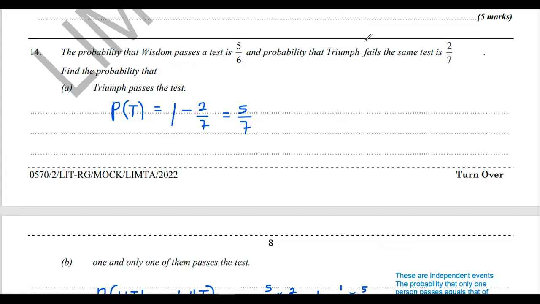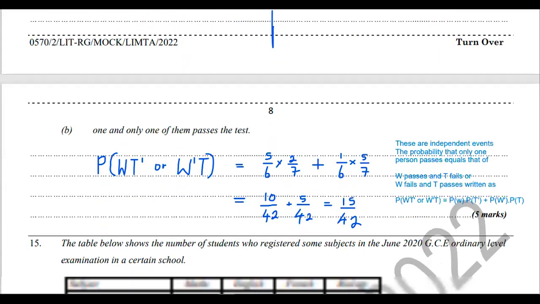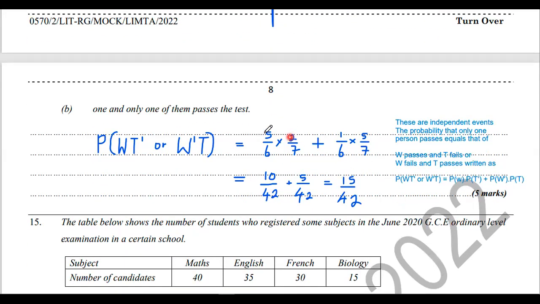And then B, the probability that one and only one person passes the test. So the probability that only one person passes the test will be either the first person passes and the second fails, or the first fails and the second passes the test. The probability that the first person passes is 5 on 6 and the other person fails is 2 on 7. The probability that the first person fails is 1 on 6 and the probability that the other person passes is 5 on 7. Why? This is because these are independent events.